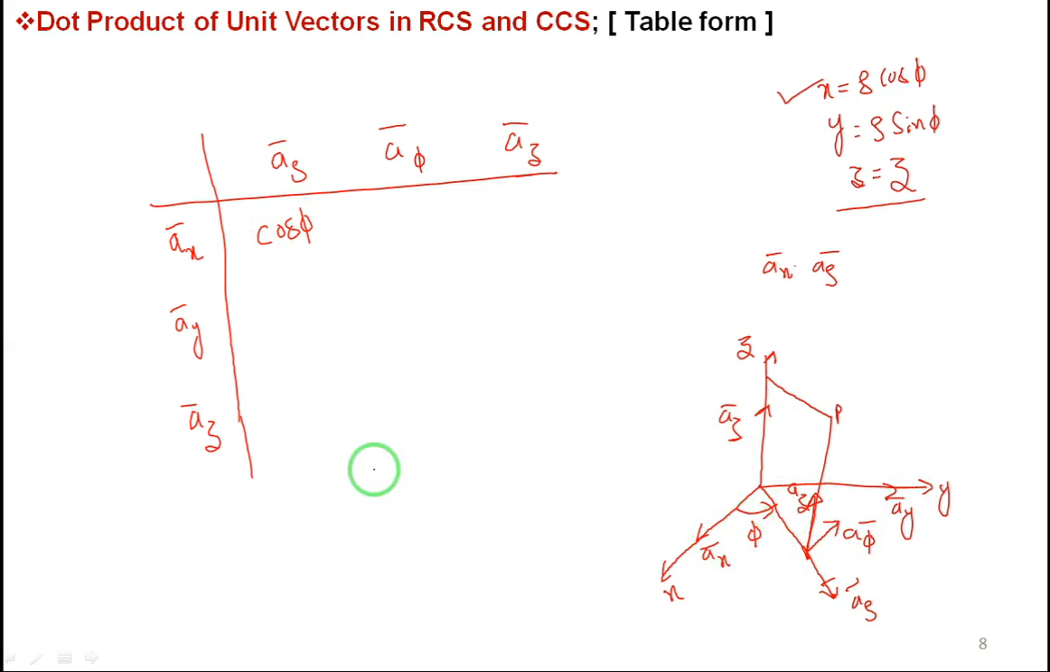Then next, ay dot a rho, what will I be getting? Blindly I will show you. Make use of this: y equal to rho sin phi. Y equal to rho sin phi, rho is here, don't write, so just write sin phi. How does sin phi come? Just observe here. Ay is here, and a rho is here. If I take the projection onto the x-axis, it is cos phi. If I take the projection onto the y-axis, it is 1 sin phi. I am not writing 1, so sin phi, right?